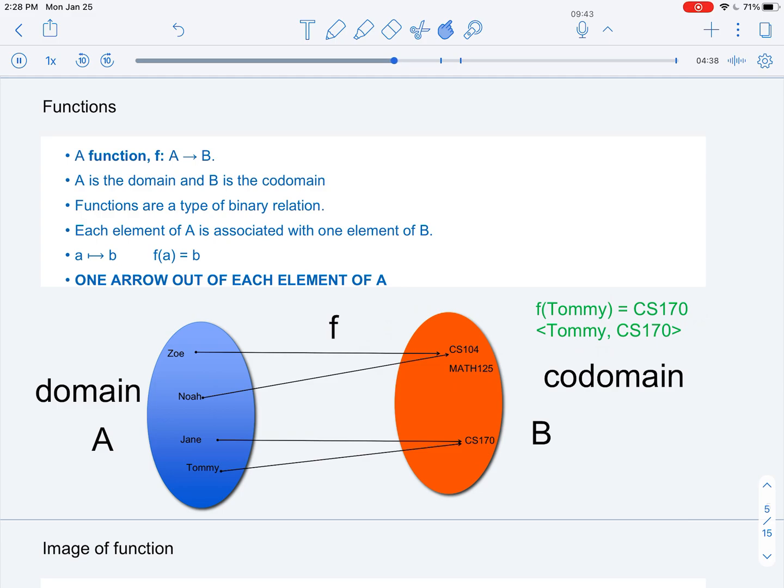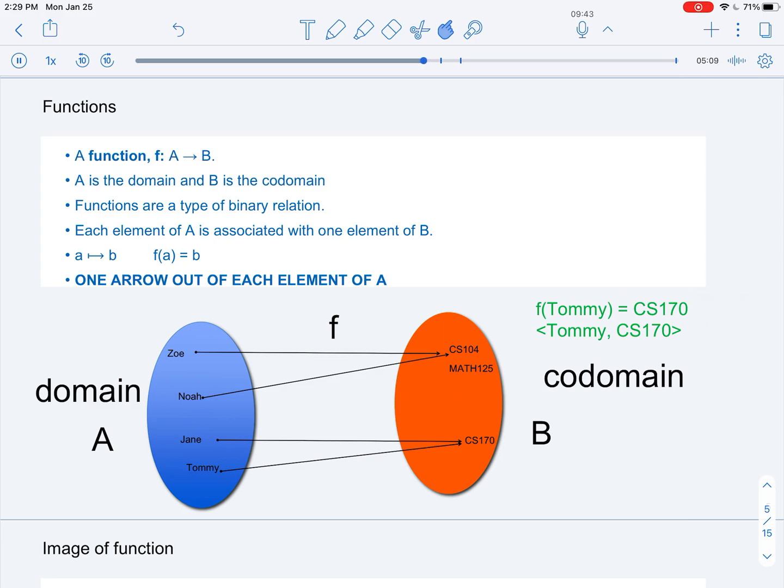That may be how you've seen it more commonly in other classes. Or you can even specify a function as an ordered pair because it is a type of binary relation. So for example, we have f of Tommy equals CS170, and this can also be specified as the ordered pair (Tommy, CS170). So it's mapping Tommy to CS170, as we had seen before in the is-taking relation.